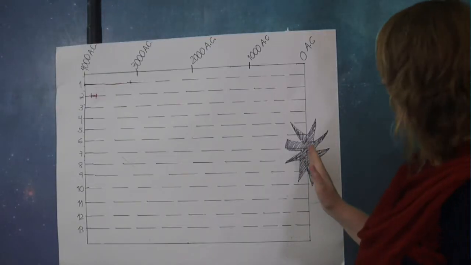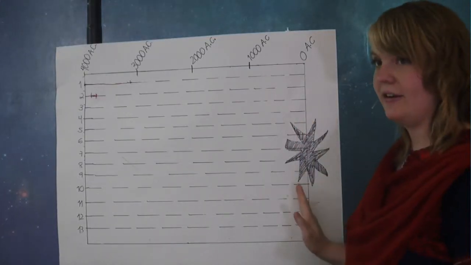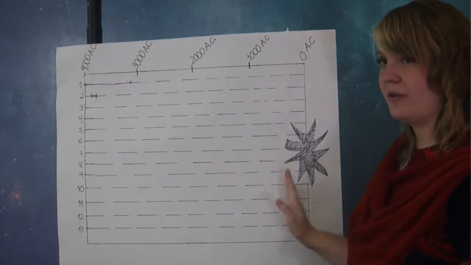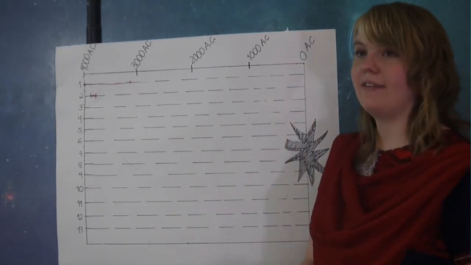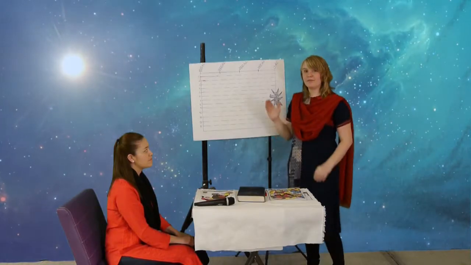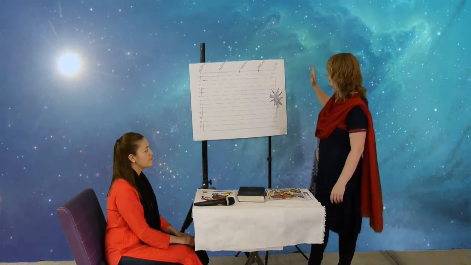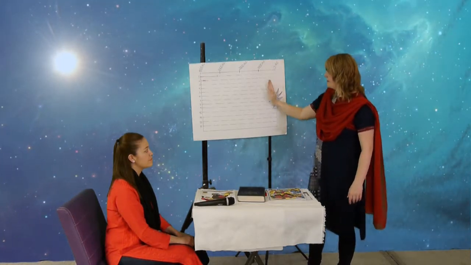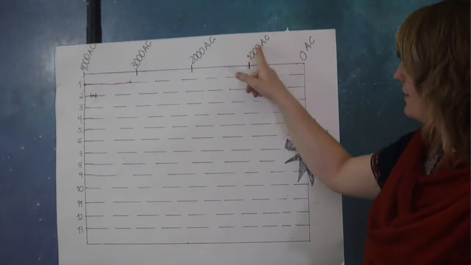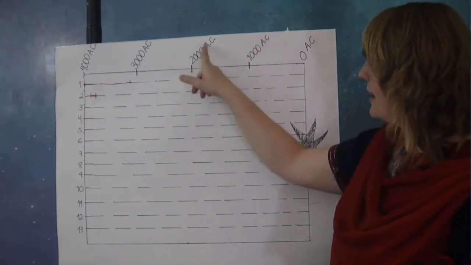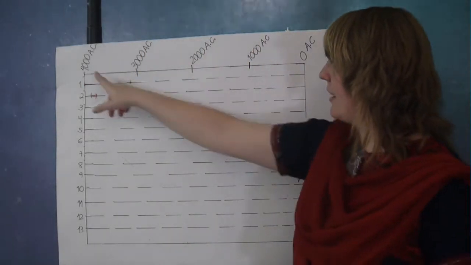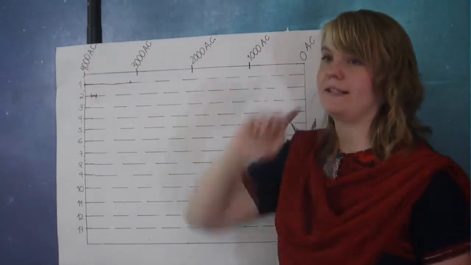Whoa! On this timeline, Jesus Christ is here. This is the year 0, more or less. We have lived, 2,000 years have passed since Jesus. We are now over here. And this is before Jesus. So 1000 BC, 2000 BC, 3000 and 4000 before Christ, BC.